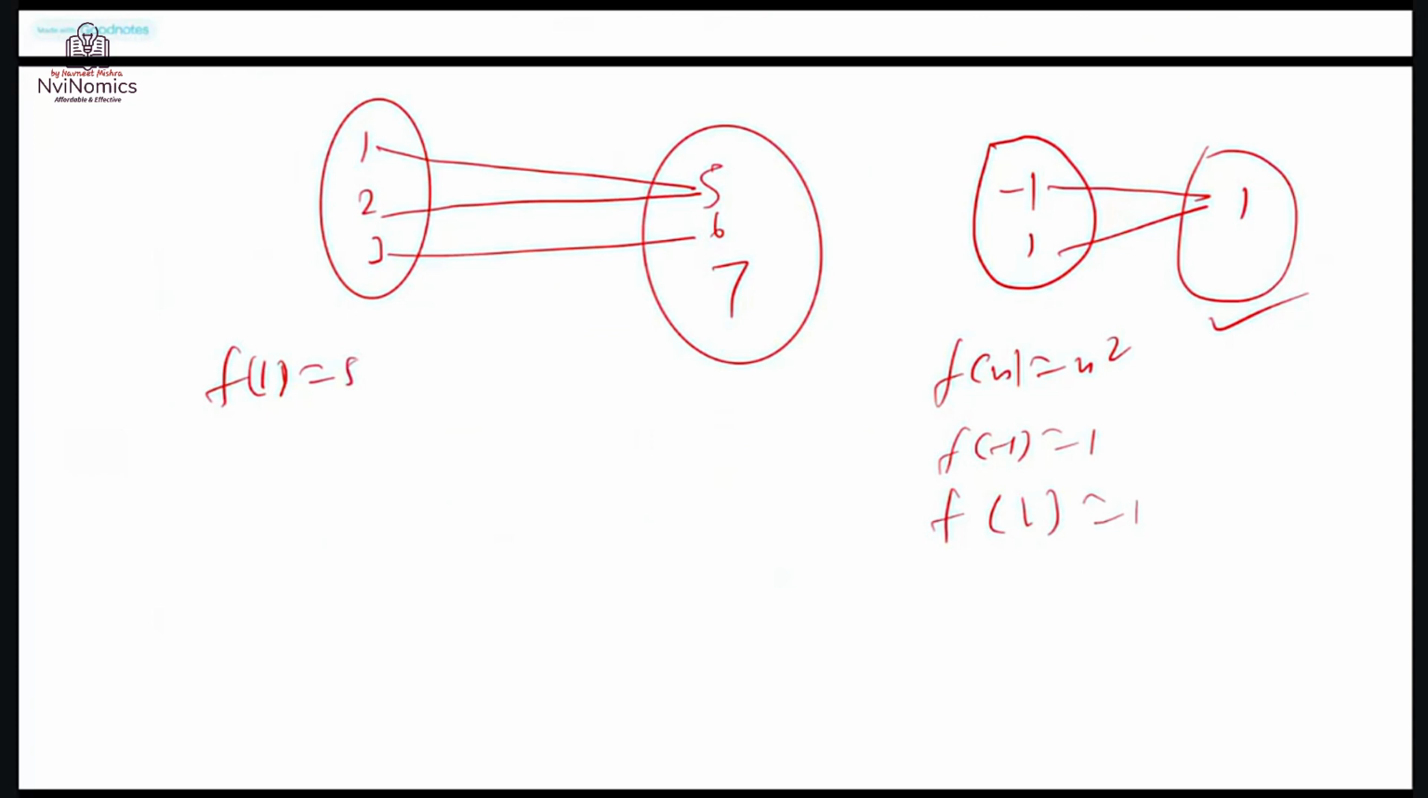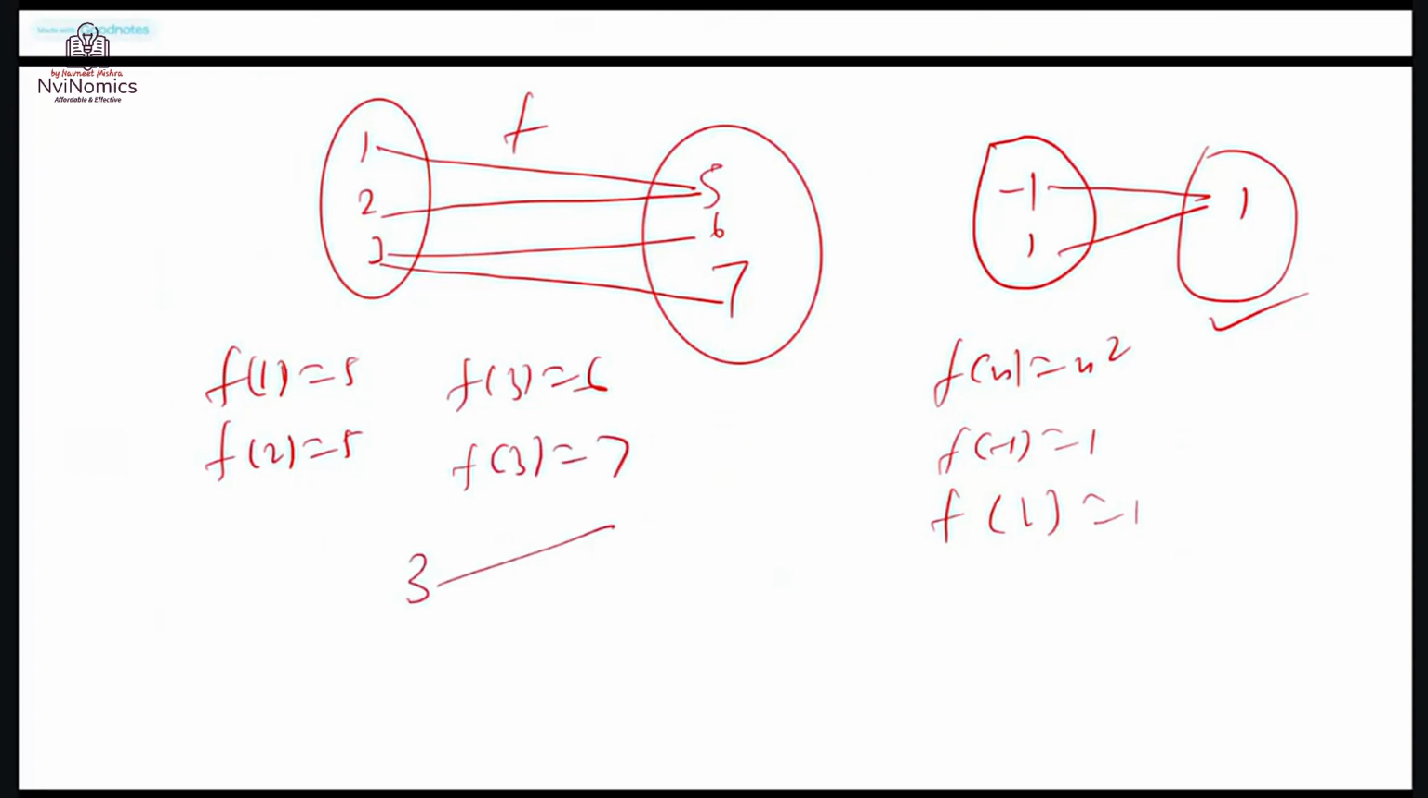Consider any other function. Okay, there is an f, this is not this f. f of 1 equal to 5 and f of 2 equal to 5, but here 3 is going to be 7, f of 3 equal to 6 and f of 3 equal to 7. You can see that here 3 is mapping to 2 values, so it is not going to be a function.